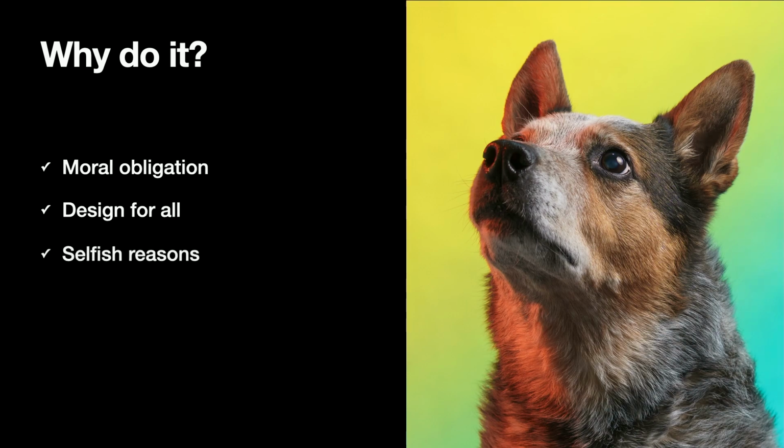Next up, we have selfish reasons. All of us are aging. You're going to get old. And with that, your vision, cognitive abilities, and everything else slowly start decreasing, which means if we're designing for an accessible web today, we're going to be designing for it in the future as well.